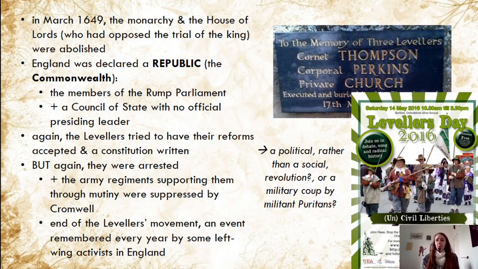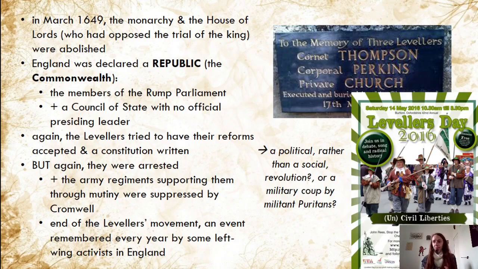But in March 1649, the monarchy and the House of Lords were abolished. England was declared a republic, the Commonwealth, with the members of the Parliament, the Rump Parliament, the one that had been purged, and a Council of State with no official presiding leader. Again, the Levellers tried to have their reforms accepted and a constitution written, but again, they were arrested. The army regiment supporting them through mutiny was suppressed by Cromwell, and that was the end of the Levellers movement, an event remembered every year by some left-wing activists in England, as you can see in the Levellers Day poster.